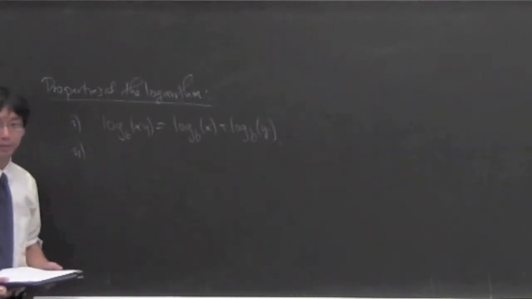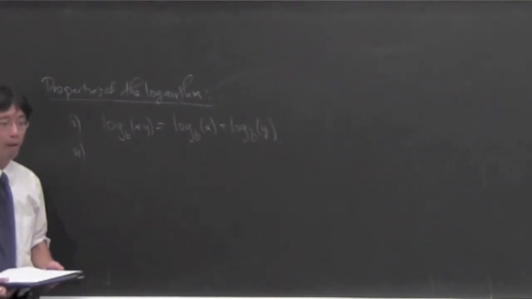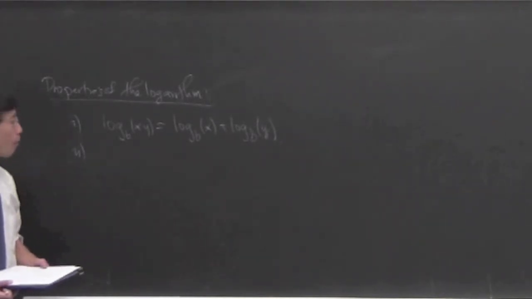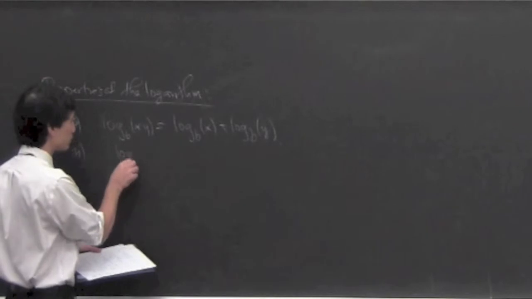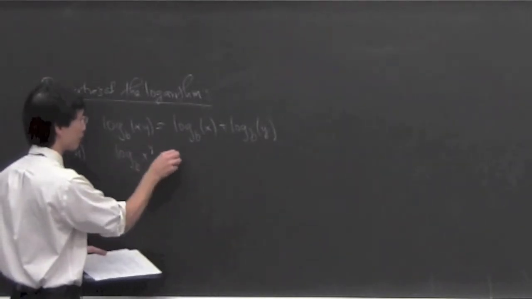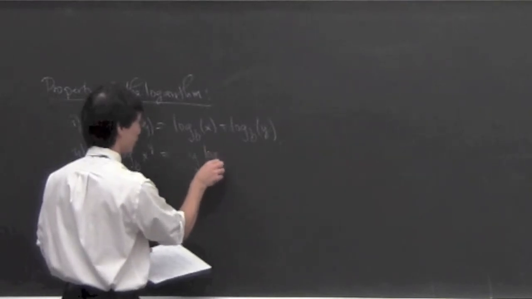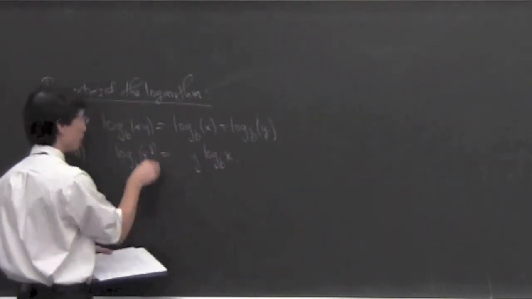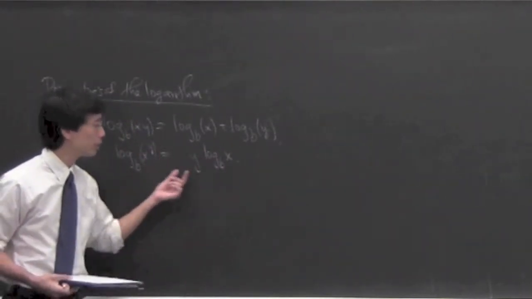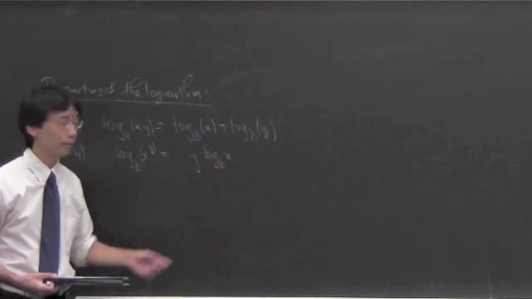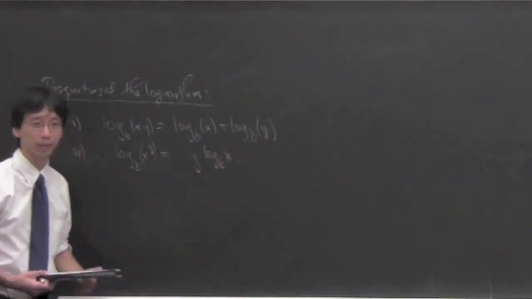And then next, another one. What's the other one? So the log of a value raised to a power equals the power times the log of the value. So log of something raised to a power turns into that power times the log of the thing.